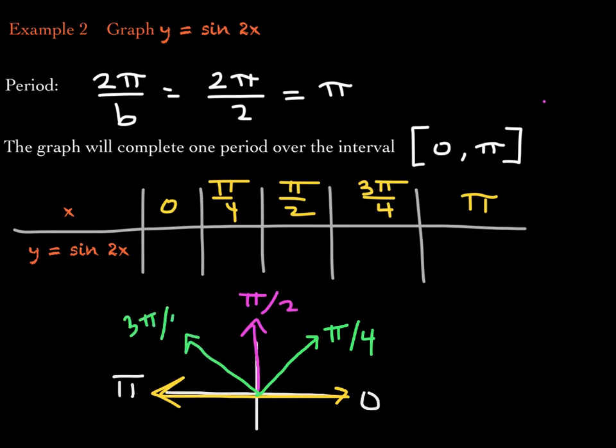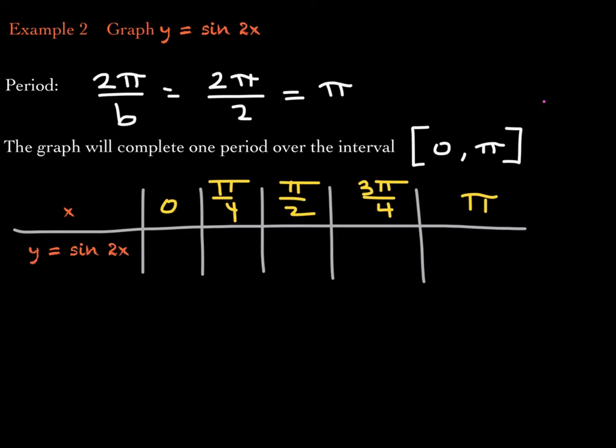So this is what you've determined so far. Left endpoint is 0, first quarter point is pi over 4, midpoint is pi over 2, third quarter point is 3 pi over 4, and your right endpoint is pi. So here's a picture that corresponds with what we've done so far. All right, let's plug these values in for x. Don't forget you have to multiply by 2 and then take the sine value.